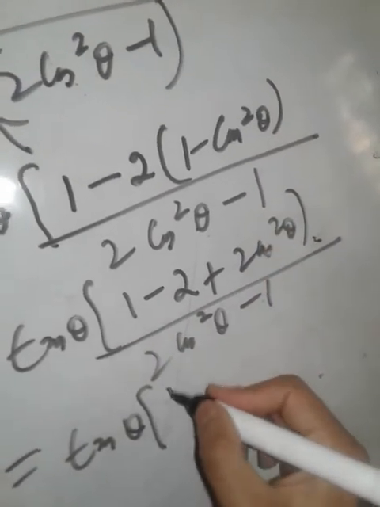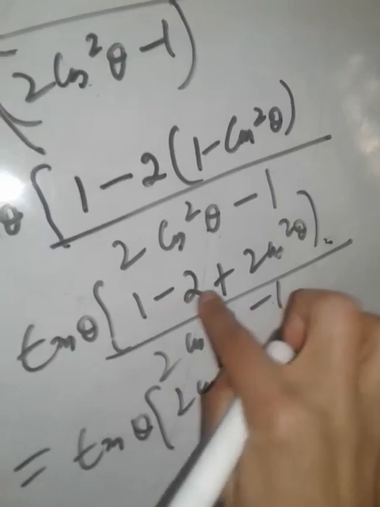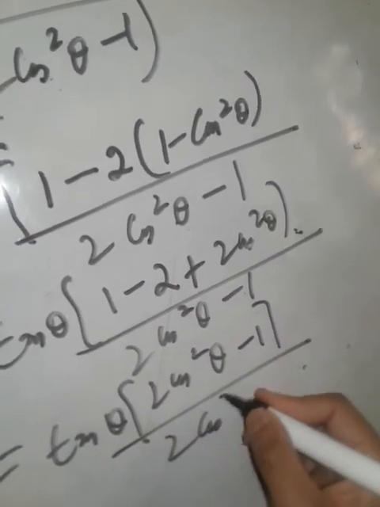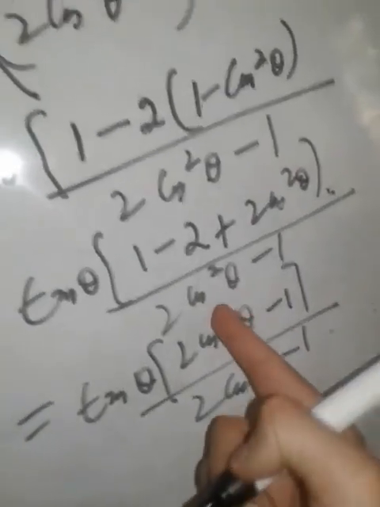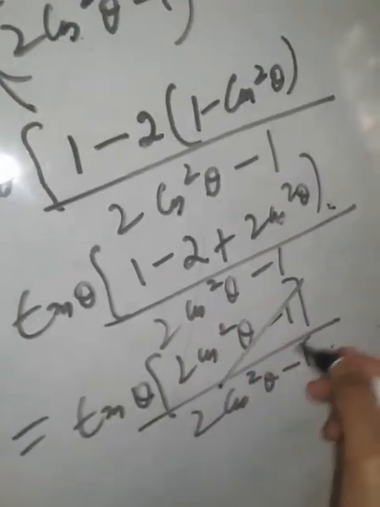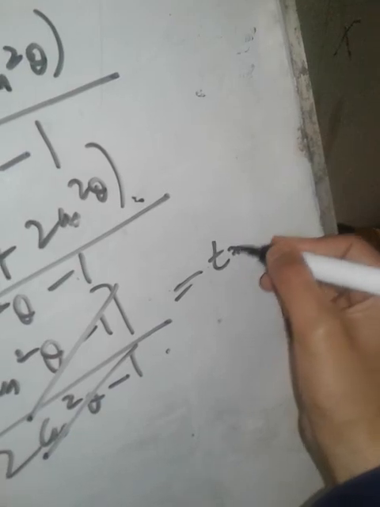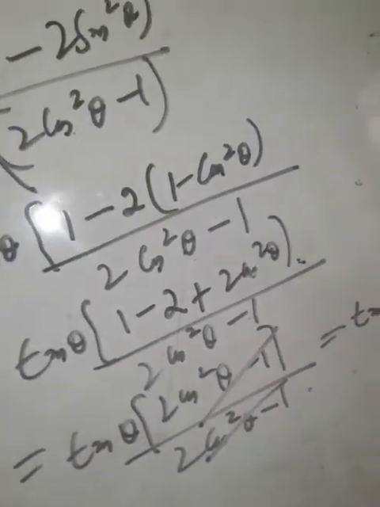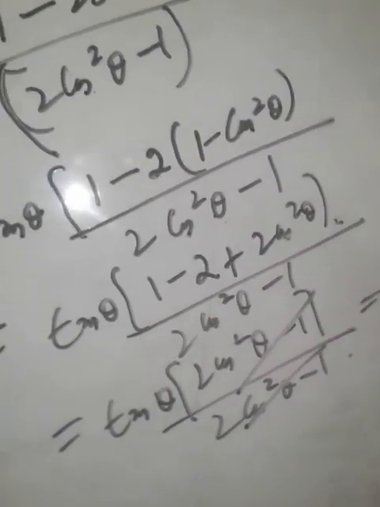This is twice cos square theta, and this is 1 minus 2, which is minus 1. So in the numerator we have twice cos square theta minus 1, and in the denominator also twice cos square theta minus 1. This quantity is the same, so you can cancel it out. You are left with tan theta. So in this way we have done this question. I hope you understand it. Thank you class.